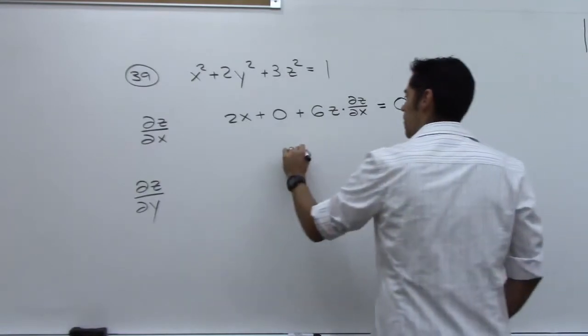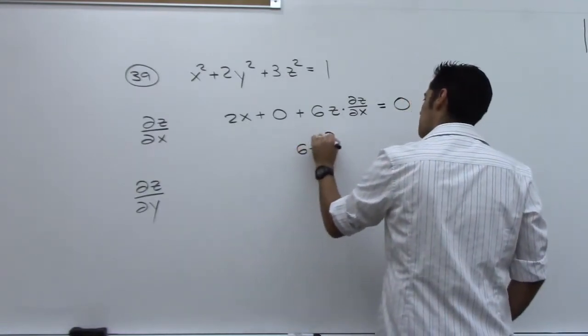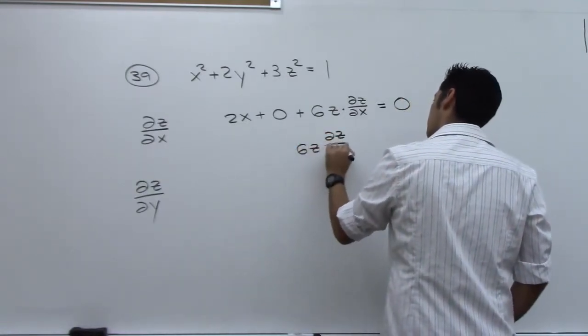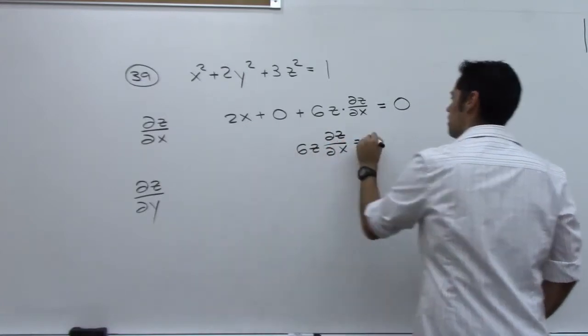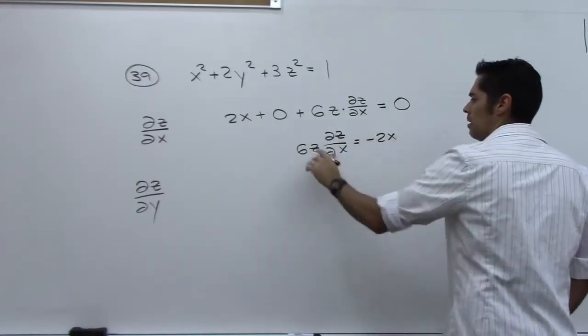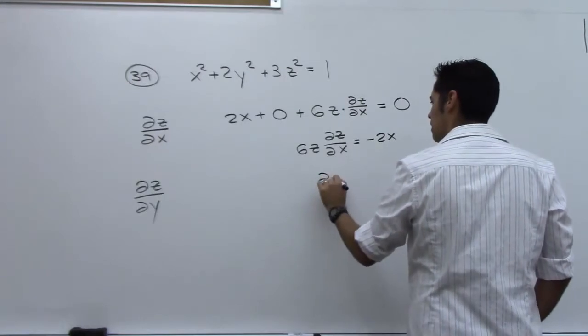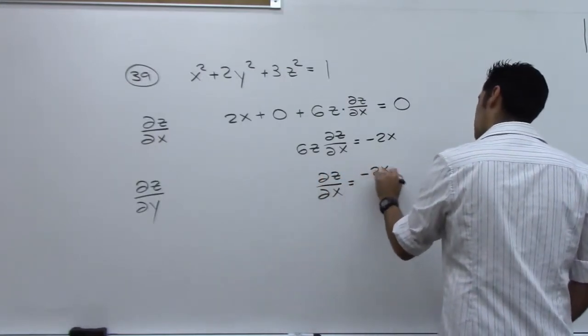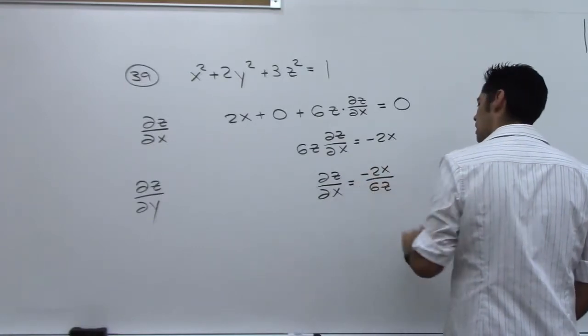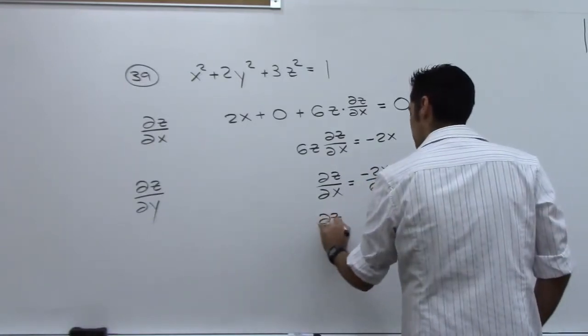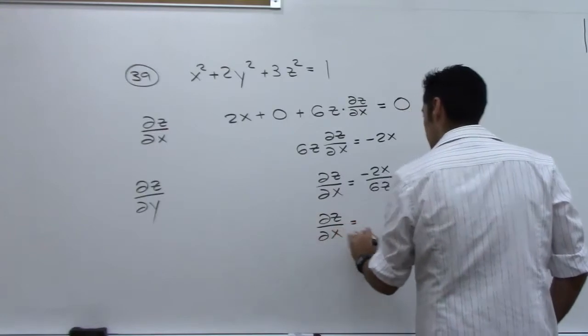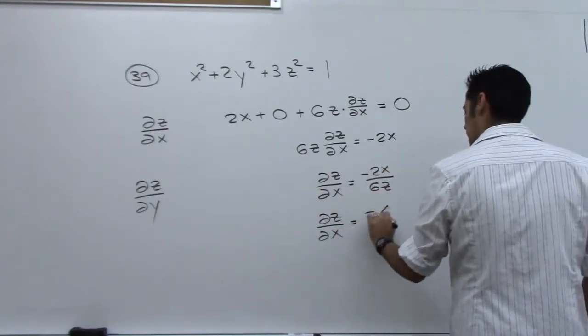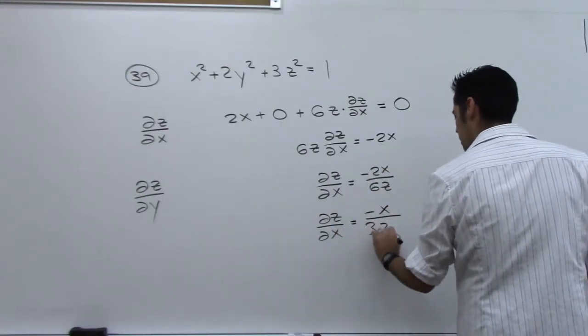So now what we do is we try and isolate this partial. I'm going to move this to the other side and divide through by 6z. The partial of z with respect to x is negative 2x over 6z. So the partial of z with respect to x is negative x over 3z.